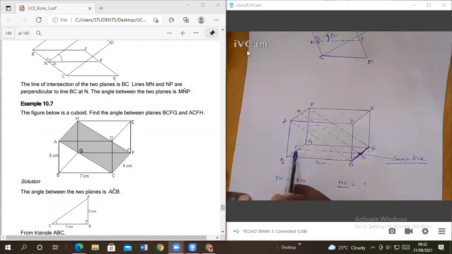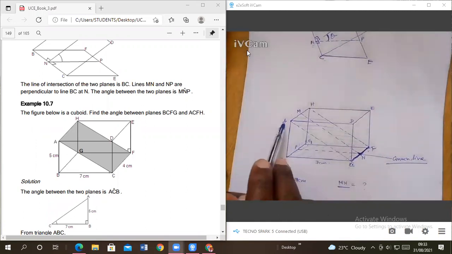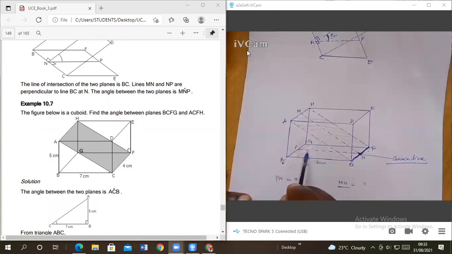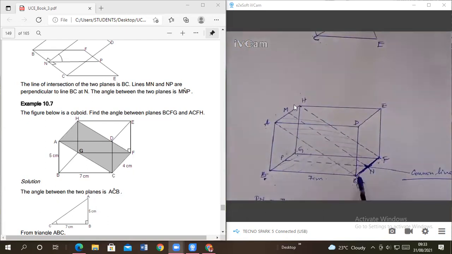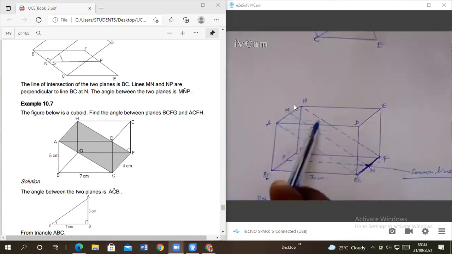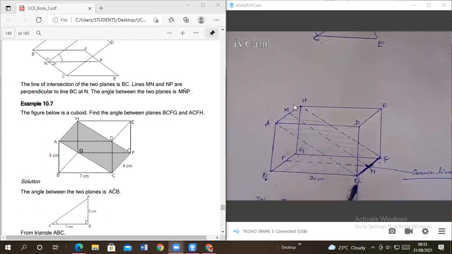Patricia, what I'm saying is that we draw a line on the lower plane, B, C, F, H, because they are telling me to find the angle between B, C, F, H, and the plane A, C, F, H. The angle between these two planes, which I've shaded, is the angle between the two lines that bisect them equally. So this line MN bisects the upper plane which I've shaded, A, C, F, H, which they were talking about in the question.